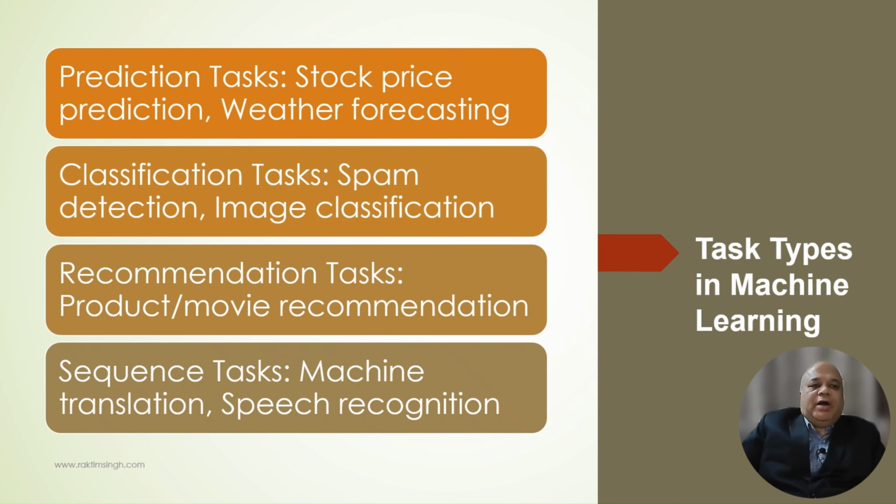Now the various types of tasks which happen in machine learning. One is of course the prediction task, like stock price prediction and weather forecasting. Then the classification task, which is spam detection and image classification. Then recommendation systems, which we have seen on an e-commerce platform or OTT platform, where a product or movie is recommended based on your earlier purchases or the people who have bought like you. So you are in the zone of K, whatever we talked of in KNN.